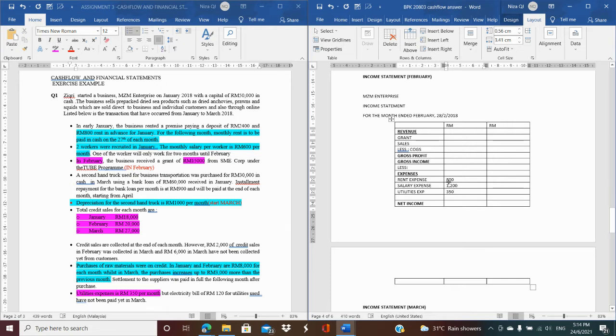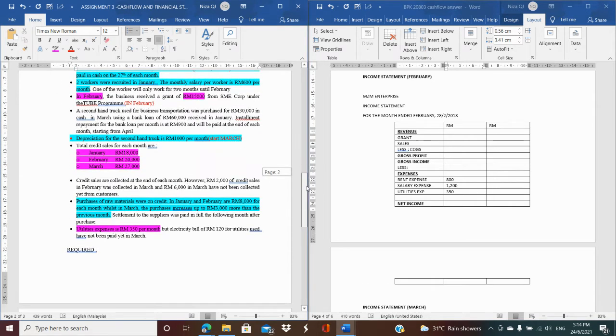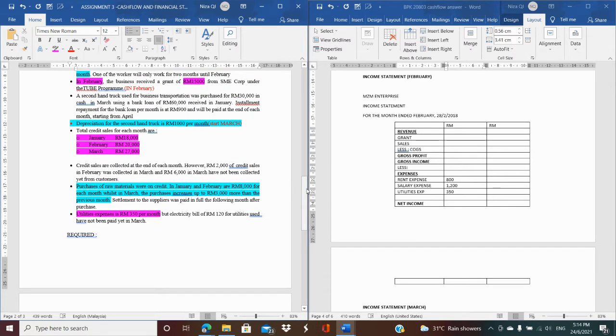Okay, now we're going to look at the sales. Any more for February? Okay, so nothing here for February anymore. Additional information for February. So now we're going to look at the grant. The grant is received in February, so 15,000 you're going to add.